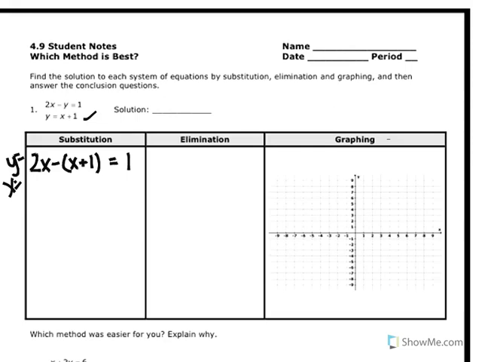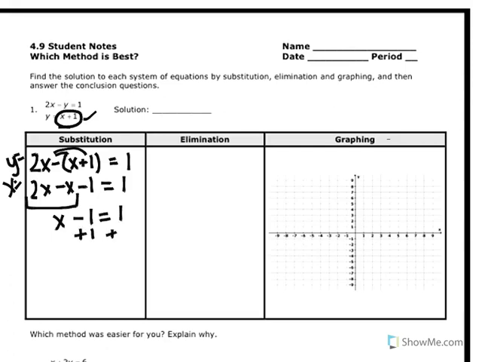Now why is it so important to use parentheses? Because with this minus sign outside in front of it, it was minus y. Everything has to get subtracted, so we have to distribute the negative sign through the whole parentheses. So we have 2x minus x minus 1. You have to subtract everything. Now let's combine like terms right here. 2x minus x is 1x. Now we're going to add 1 to both sides, and you get x equals 2.